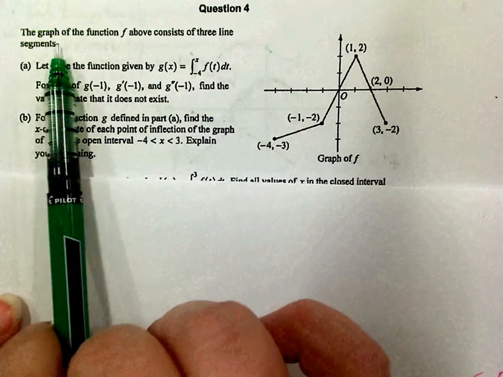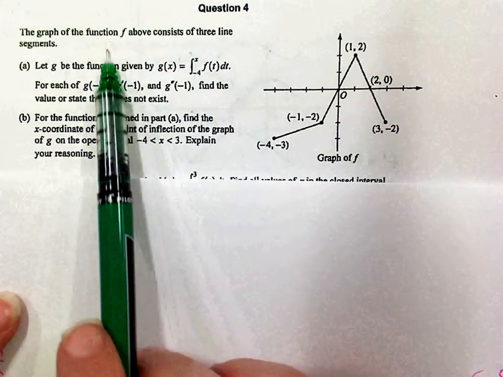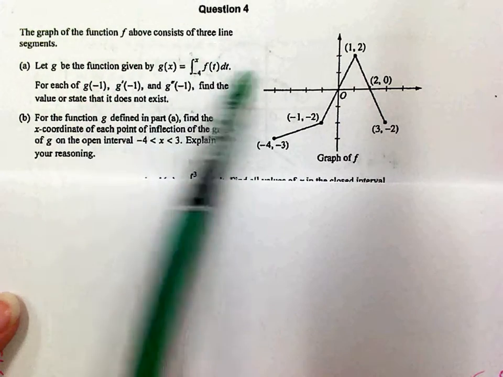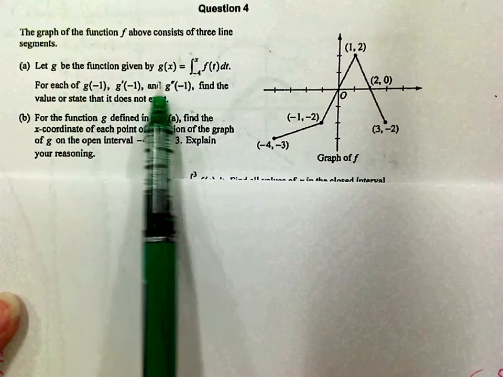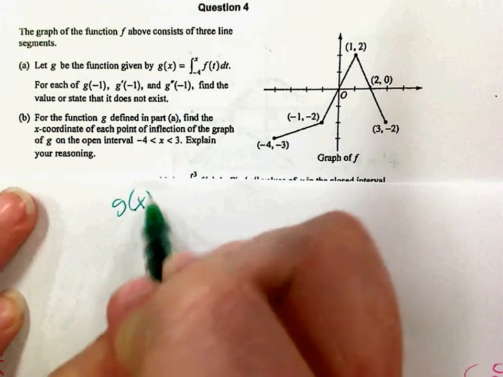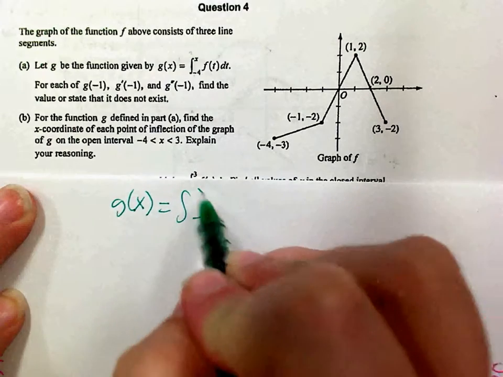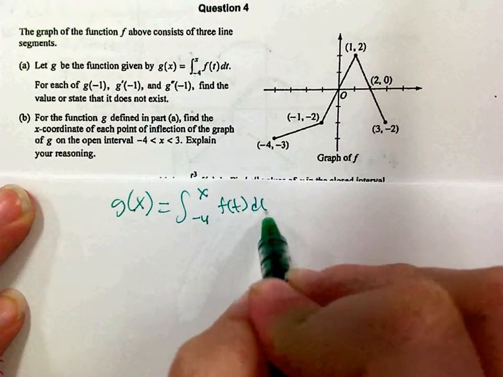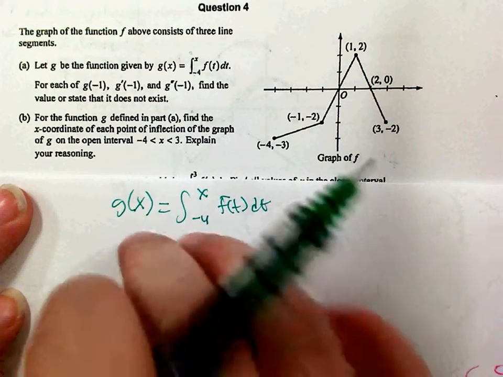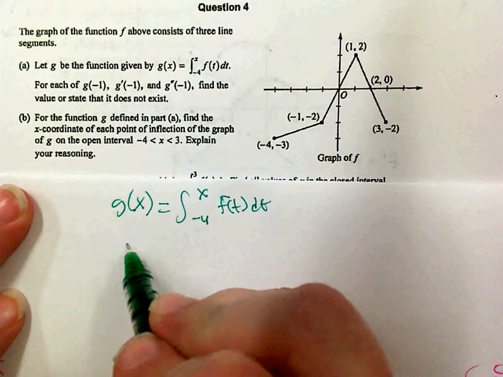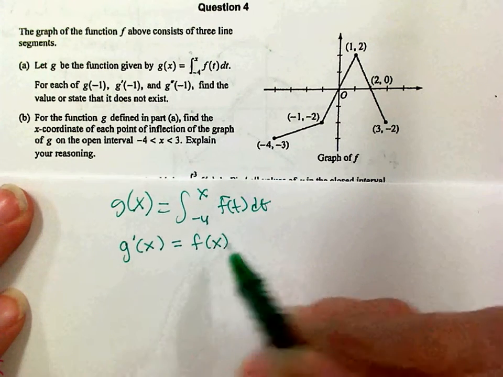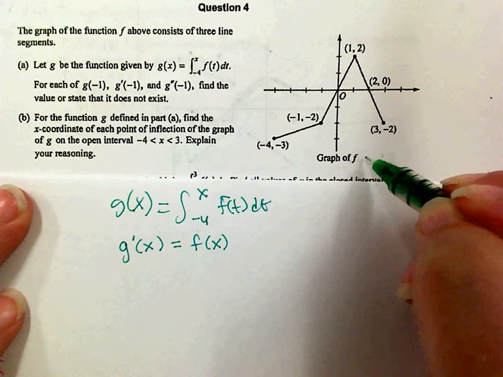The graph of the function f consists of 3 line segments. Let g be the function given by g of x equals this integral from -4 to x of f of t. Right off the bat, what can I do to that relationship? So g prime equals f of x. I know that on the graph, I'm actually looking at f, which is the same thing as saying g prime.